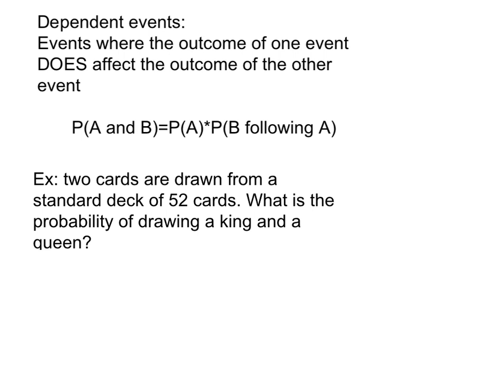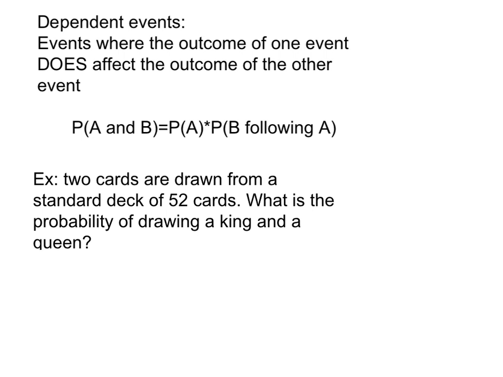Still on the left side, I want the probability of A and B, and "and" being the key word here. I want both of them to happen. And that's still going to equal the probability of A times the probability of B, but this time we have to adjust and say it's not just the probability of B, but it's the probability of B following A. So once A has already happened, what's the probability that B will happen now?